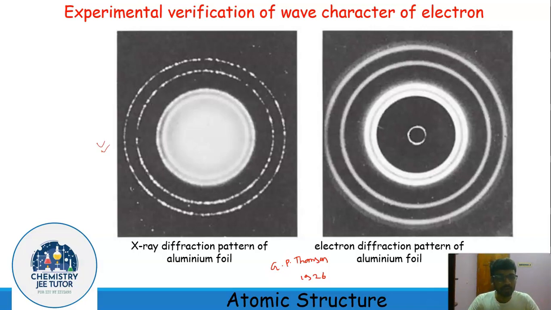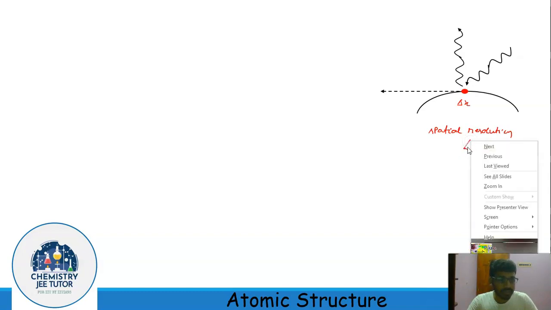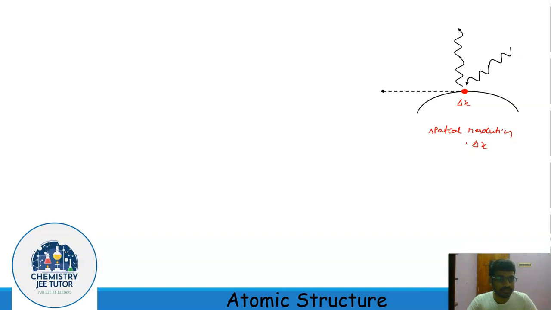Now, we want to do one measurement of locating an electron. If we want to locate an electron within a distance of delta X, then we should use a measuring device which has a spatial resolution less than delta X. Now, one way of achieving this is using a photon whose wavelength is comparable to the delta X. So lambda should be nearly equal to delta X.